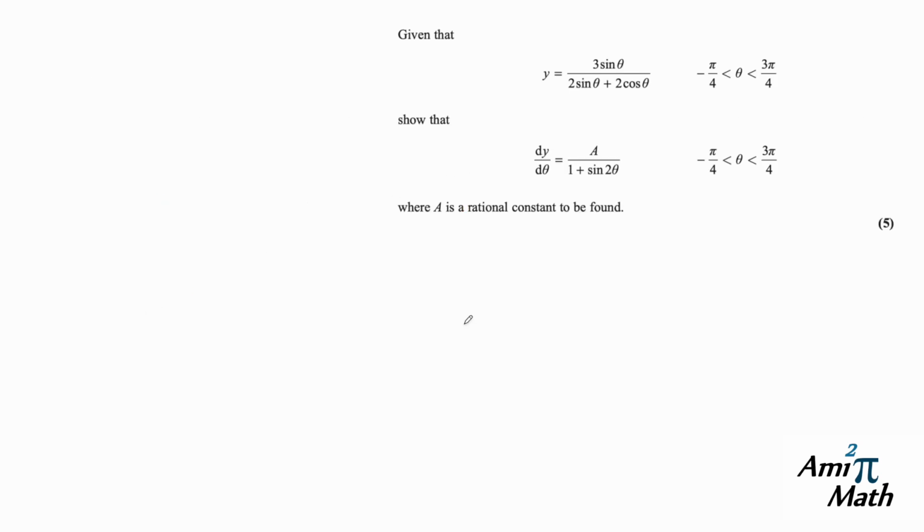Okay. Given that y equals 3 sine theta over 2 sine theta plus 2 cos theta, show that dy over d theta equals a over 1 plus sine 2 theta. Again, we see a fraction, so we automatically use the quotient rule, and then we need to find the values for u and v and those differentiated. So our u is 3 sine theta, and our v is 2 sine theta plus 2 cos theta.